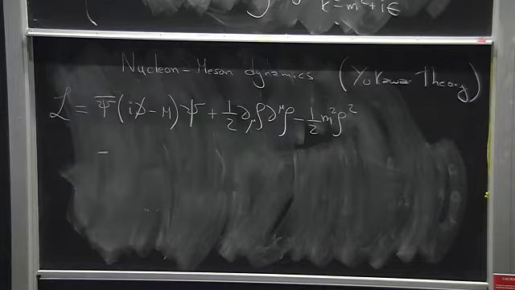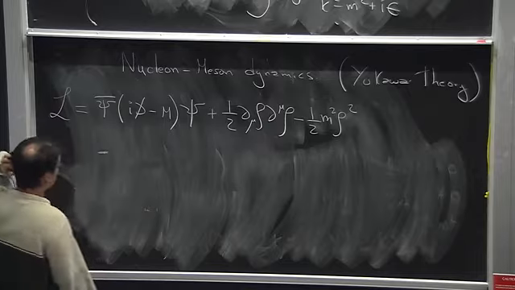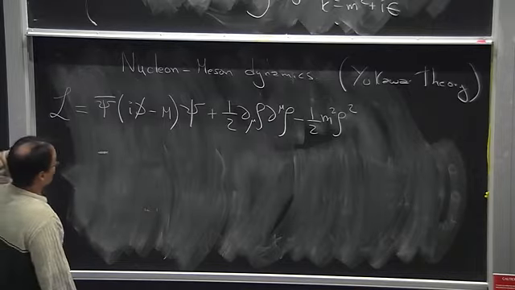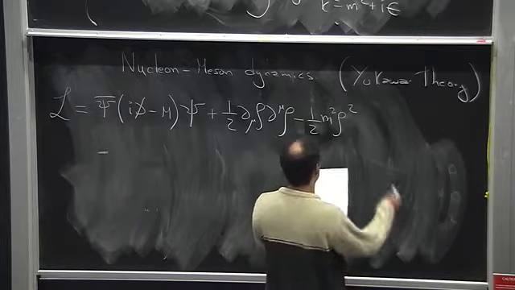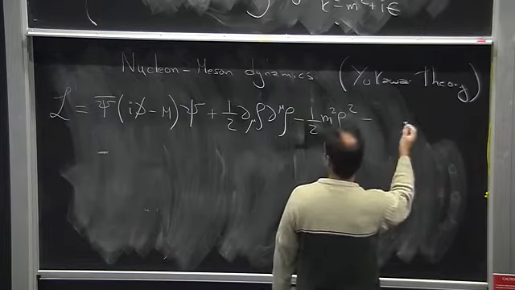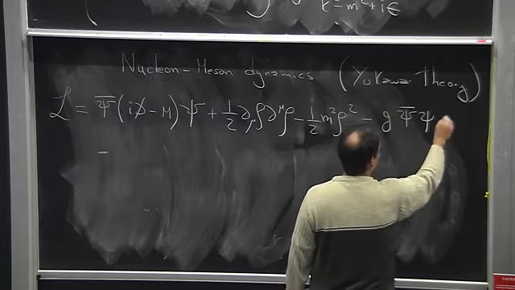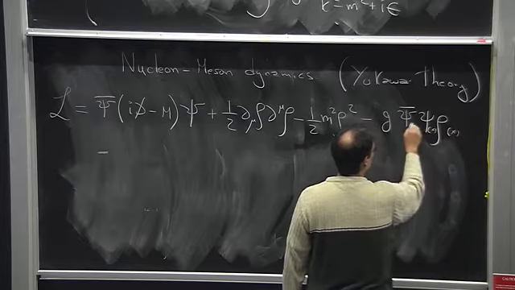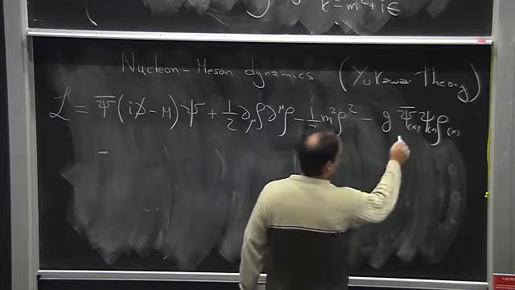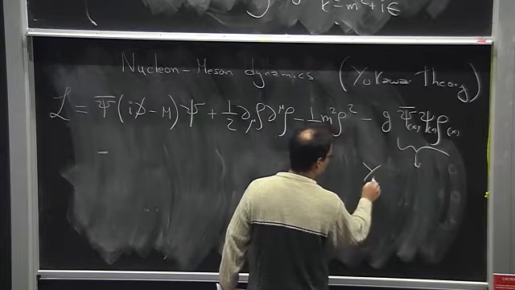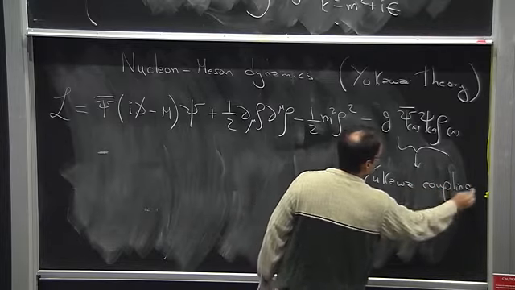What do you think the interaction could be? Well, once again, it has to be Lorentz invariant. And we want to write down the simplest possible one. In fact, by counting dimensionalities, this is the simplest interaction we can write down. And this is called a Yukawa coupling. Okay?